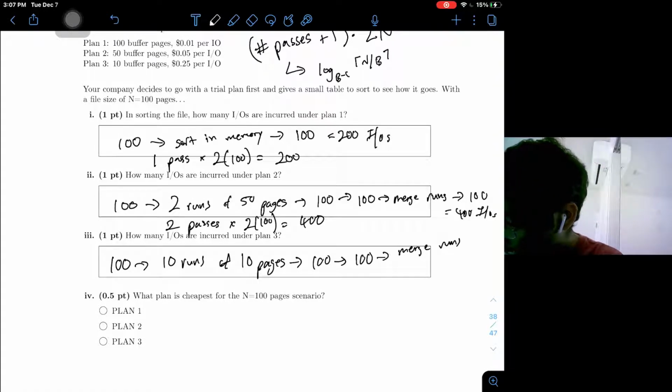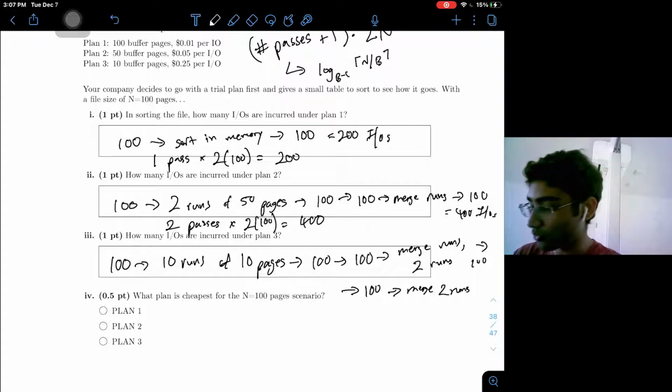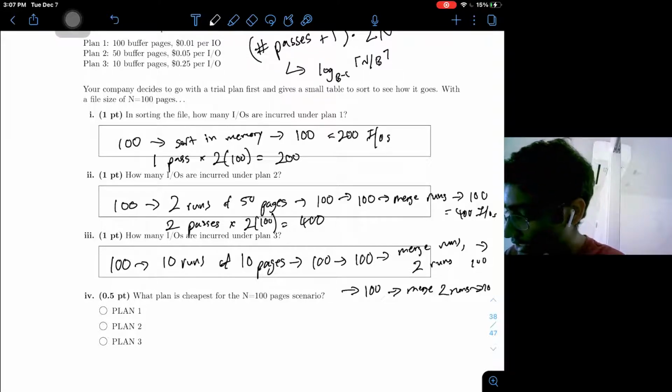So we're going to merge the runs, but now we have 2 runs. So we're going to write those 2 runs back to disk. We'll read the 2 runs back in. We'll merge the 2 runs, which in this case is fine because we can merge 9 runs at a time. So we merge them into one final run and then write that back to disk.